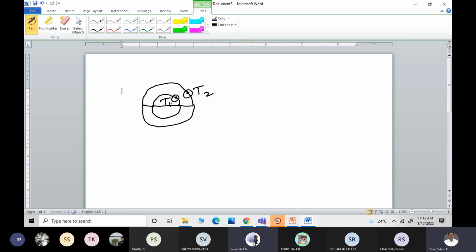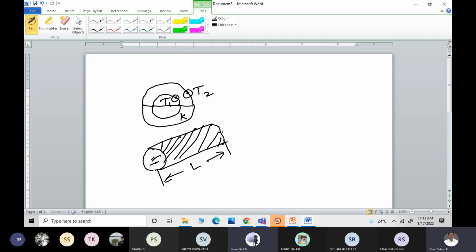So assume that the inner surface is hot, at a temperature T1, and the outer surface is cold, at a temperature T2, and let K be the thermal conductivity. Now, take a circular tube like this, when the fluid is flowing inside. The heat transferred depends on the surface area. And let L be the length of the tube.